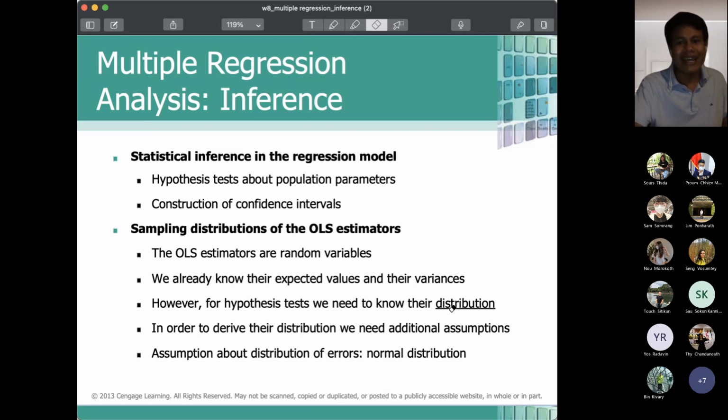We call it normality, and that assumption is basically for the distribution of the error term. All right. In order to derive that distribution, we add an additional assumption. Again, this assumption is about the distribution of the error.